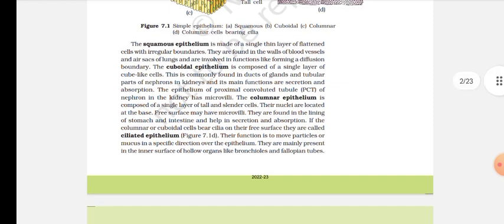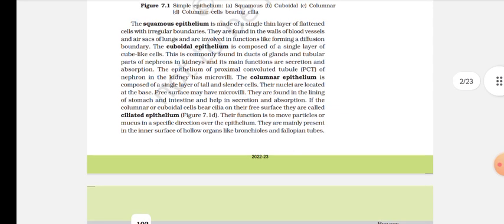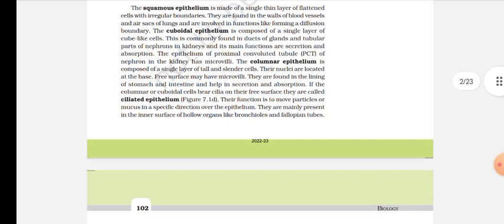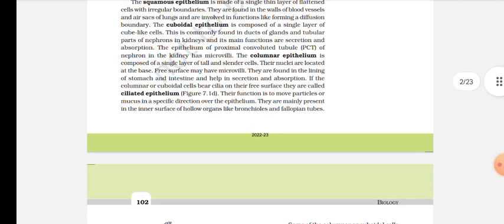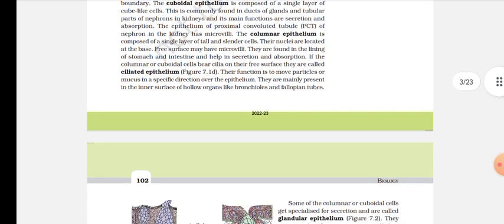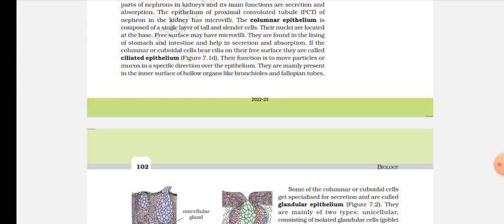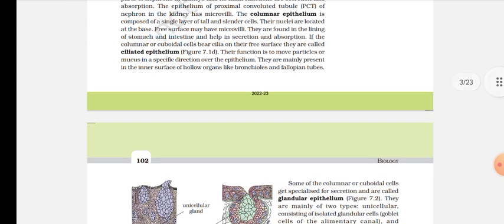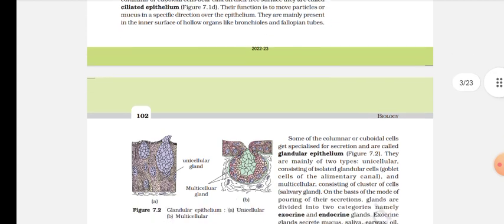The columnar epithelium is composed of a single layer of tall and slender cells. Their nuclei are located at the base. Free surface may have microvilli. They are found in the lining of stomach and intestine and help in secretion and absorption. If the columnar or cuboidal cells bear cilia on their free surface, they are called ciliated epithelium. Figure 7.1d. Their function is to move particles or mucus in a specific direction over the epithelium. They are mainly present in the inner surface of hollow organs like bronchioles and fallopian tubes.